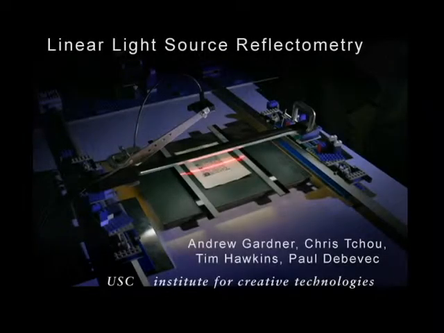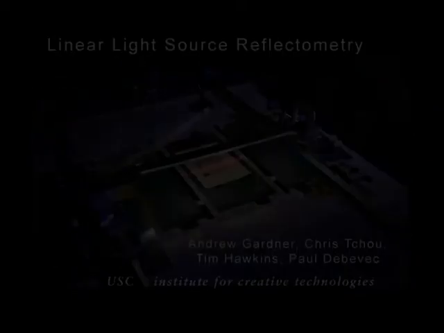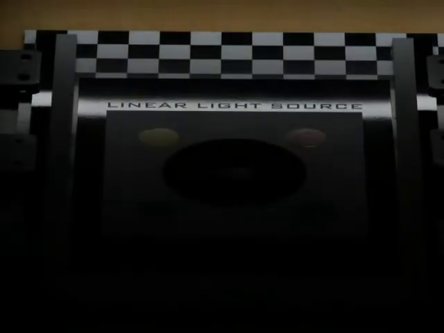In this video, we present our approach to capturing an object's spatially varying reflectance properties using a linear light source reflectometry apparatus. In our technique, we pass a linear light source over the object, such as this test sample with spatially varying diffuse, specular, and specular roughness parameters.